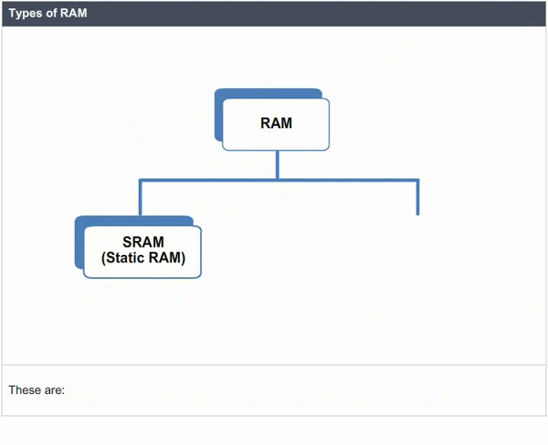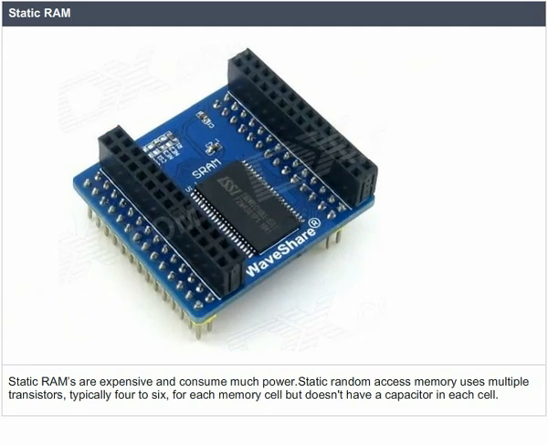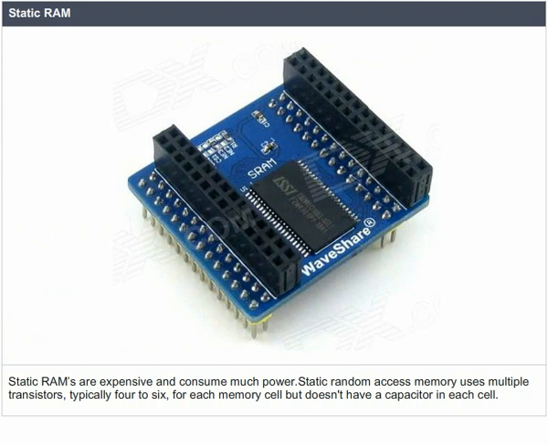Static RAM. Static RAM uses an entirely different technology. SRAM retains stored information only in static form as long as the power supply is on. Static RAMs are expensive and consume much power. Static random access memory uses multiple transistors, typically 4 to 6, for each memory cell but doesn't have a capacitor in each cell. SRAM memories are used in particular for the processor's cache memory.